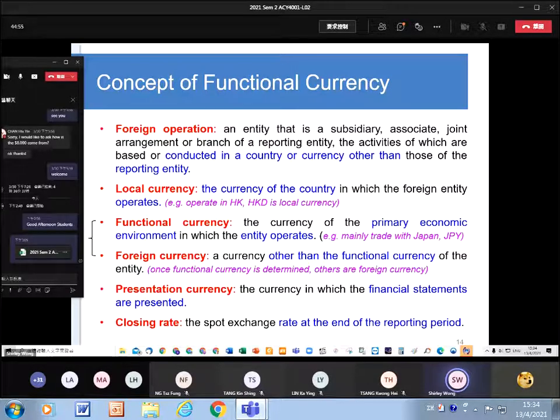Therefore, if your local currency is equal to your functional currency, then other than that will be foreign currency. If your local currency is Hong Kong dollar, functional currency is Japan yen, then Hong Kong dollar will become your foreign currency.